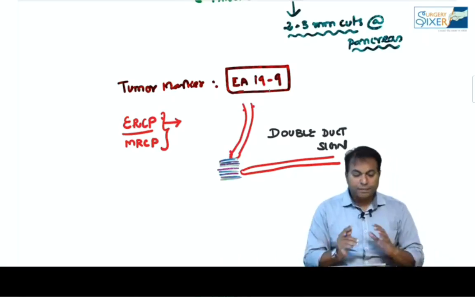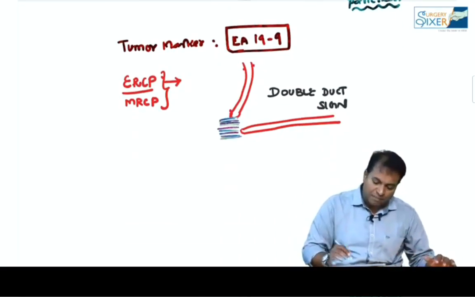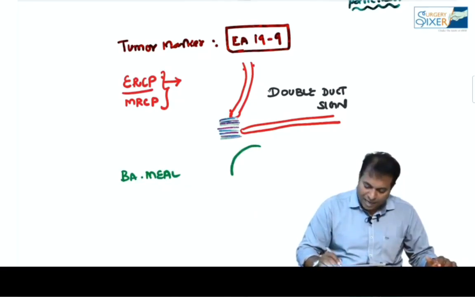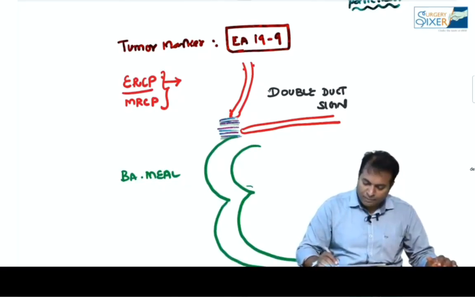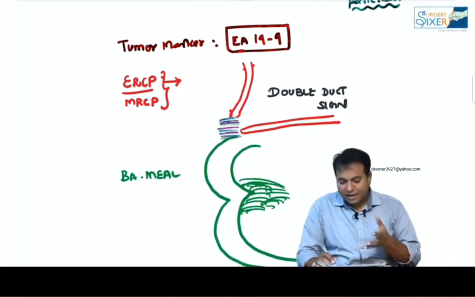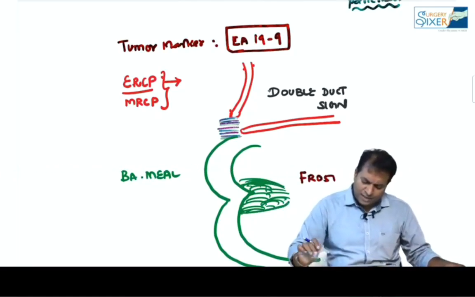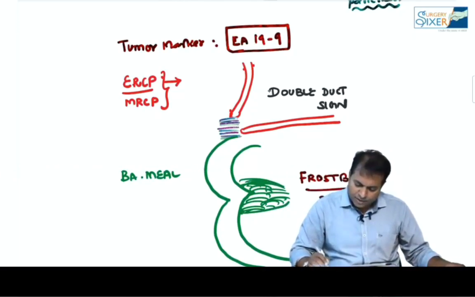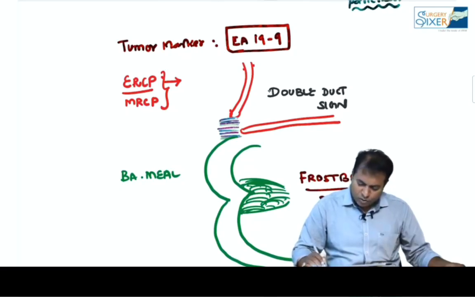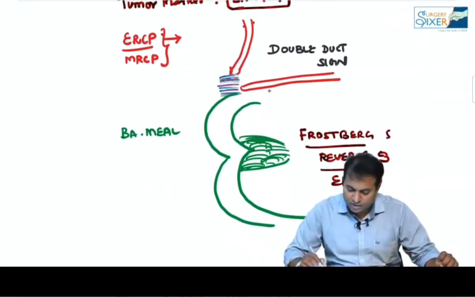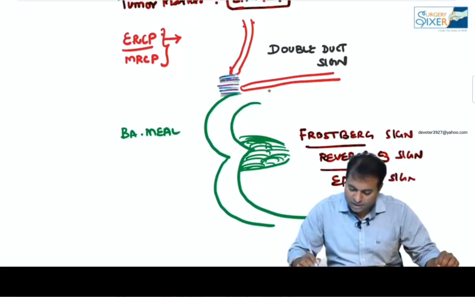Not done commonly, but when you do a barium meal for a cancer of the pancreas, there will be one sign. What is the sign? The duodenum will be tractioned towards the head of the pancreas like this, looking at the appearance. This appearance is known as Frostberg sign. This sign is known as Frostberg or reverse 3 sign, also known as epsilon sign. So all names are for the same. In a cancer of the head of pancreas, the sign seen on barium meal is Frostberg sign, reverse 3 sign, or epsilon sign.